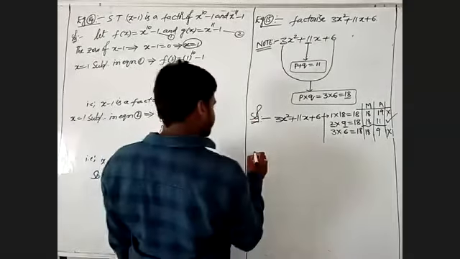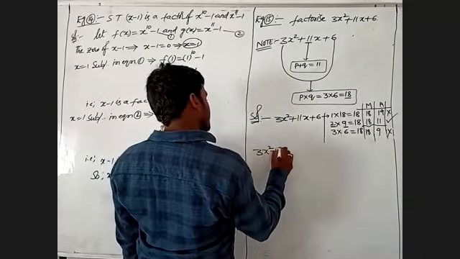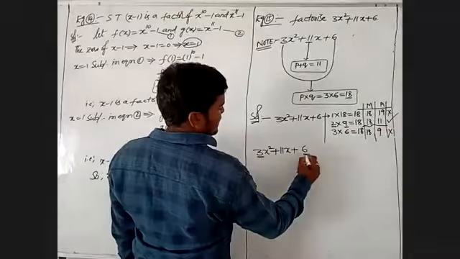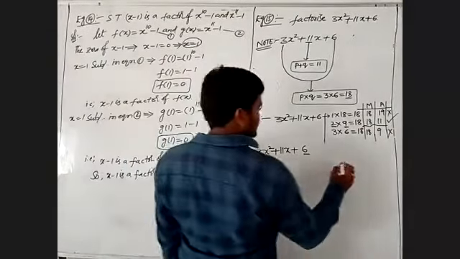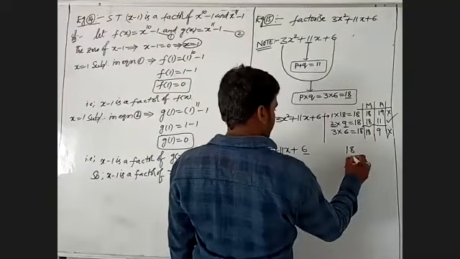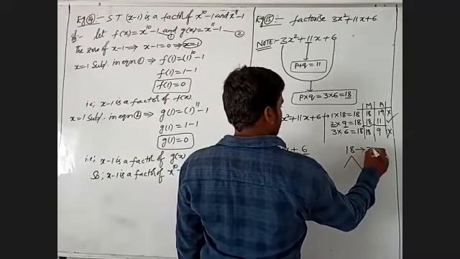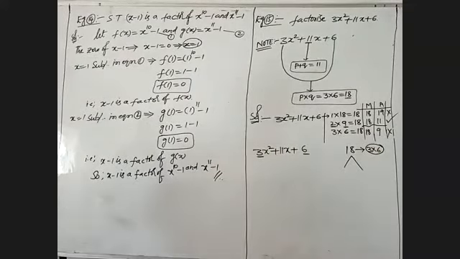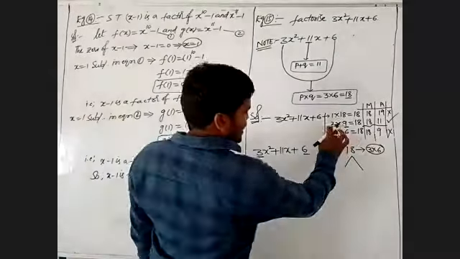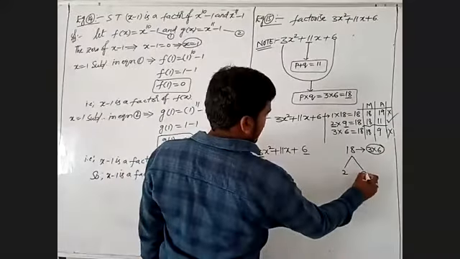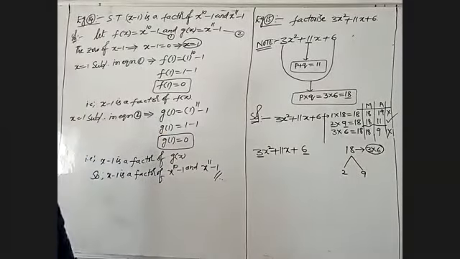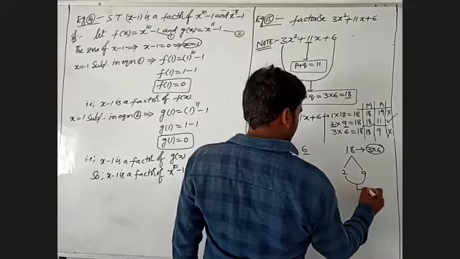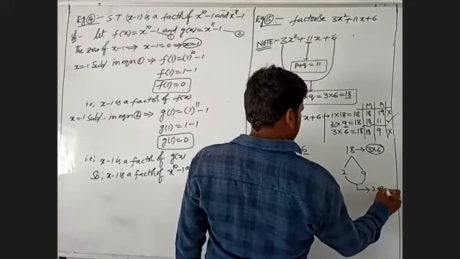That I will write. 3x square plus 11x plus 6, where the first term is 3, the last term is 6. 3 into 6 is 18. You will write this 18 as 3 into 6. Okay, we will satisfy. After that I will take 2 and 9, first 2, then 9. Here we will observe the sum of 2 plus 9 must be equal to 11.